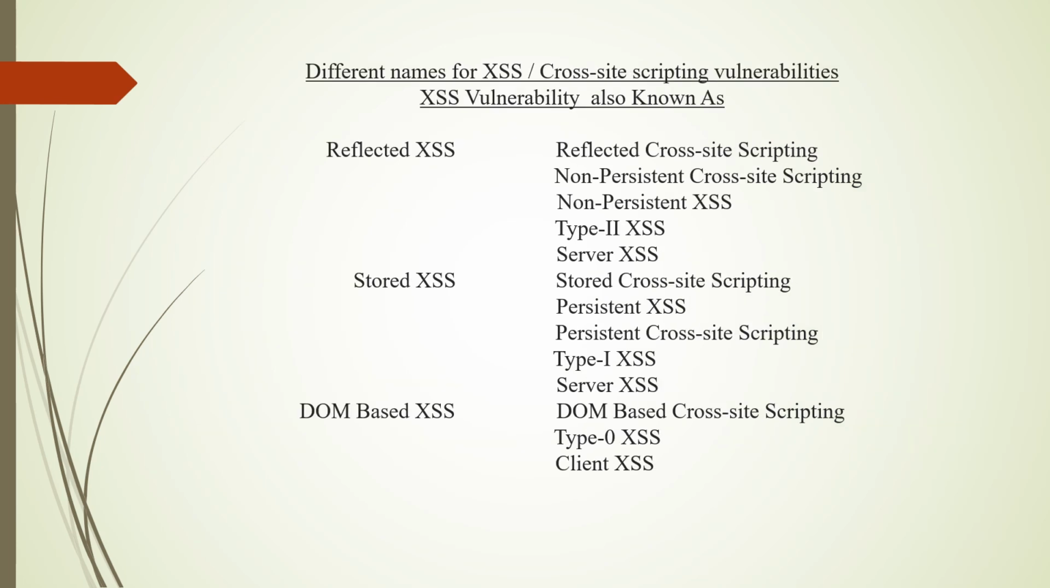There are different names for XSS cross-site scripting vulnerabilities. Reflected XSS can be called non-persistent cross-site scripting, non-persistent XSS, type 2 XSS, or server XSS. Stored XSS can be called stored cross-site scripting, persistent XSS, persistent cross-site scripting, type 1 XSS, or server XSS. DOM-based XSS is also known as DOM-based cross-site scripting, type 0 XSS, or client XSS.